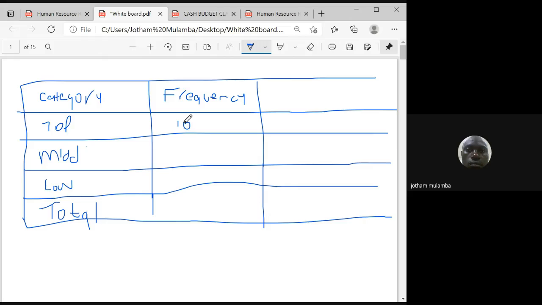How many under middle level? Maybe 15. Or 20. We'll go with the first figure. And at bottom level? 20. Yes, okay. We'll go with that figure.